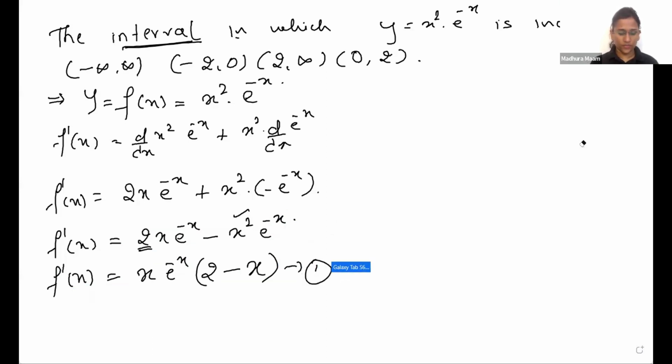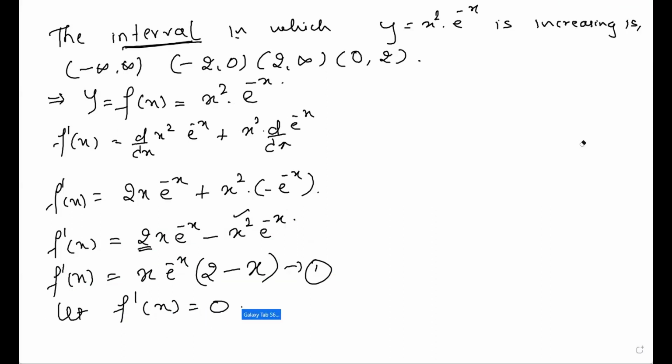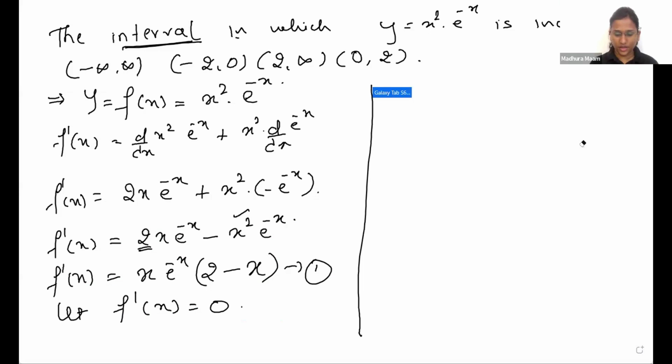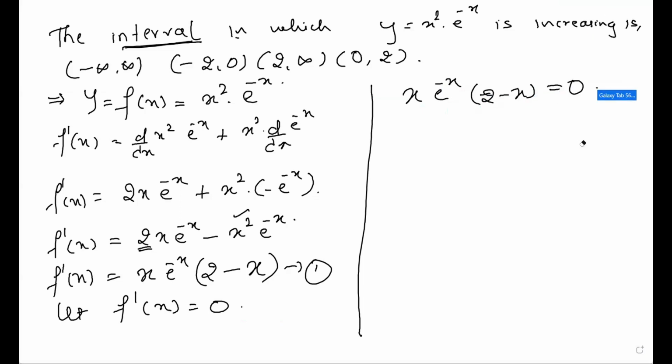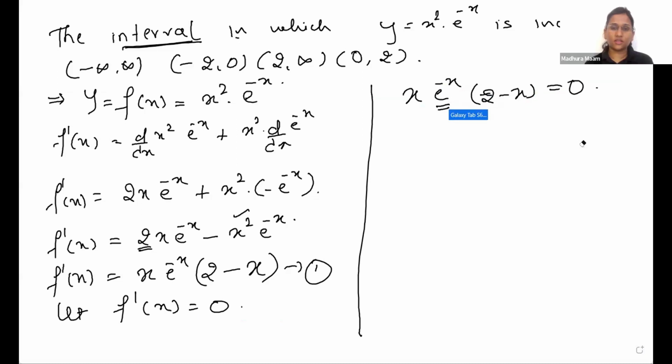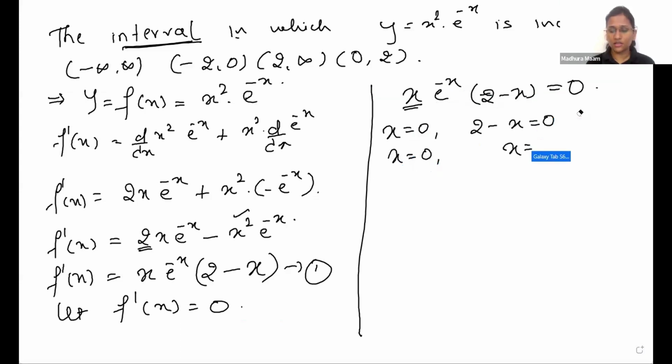This is equation 1. Now let f dash of x be 0. Okay, that means this is your f dash of x. Correct? Okay, yes ma'am. Now see here, this is an exponential function. Correct? Yes ma'am. Exponential function is never 0. Remember that exponential function is never 0. So therefore, the factors we got: either x is 0 or 2 minus x is 0. That means either x is 0 or x is 2.